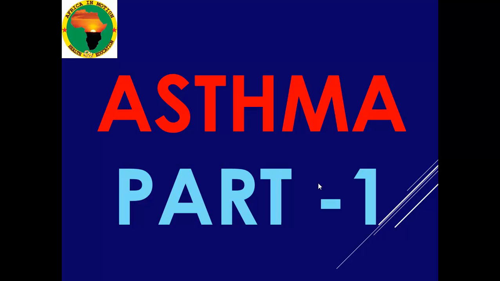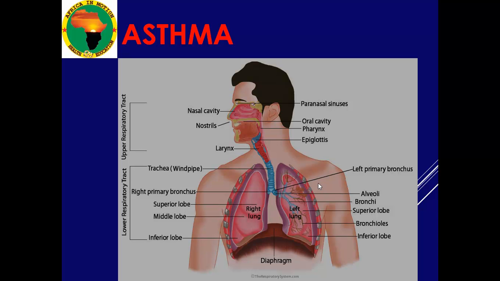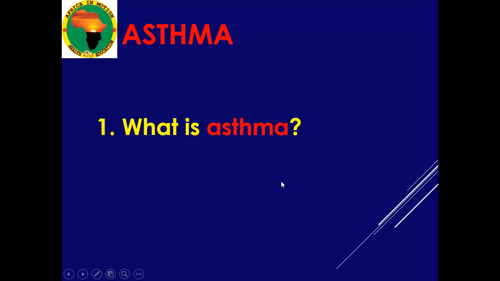Now we start with part 1 because asthma is a broad topic, so that we can have a better understanding. In part 1 we are going to see the definition and the causes or risk factors. We are going to concentrate on the respiratory tree. See the trachea going down to the lungs. That's where our focus is.